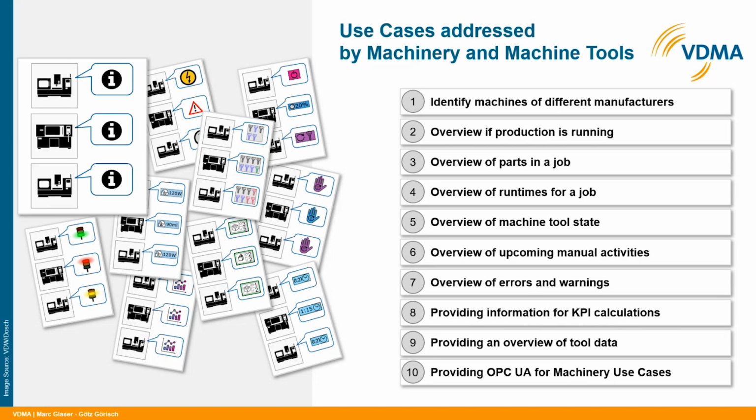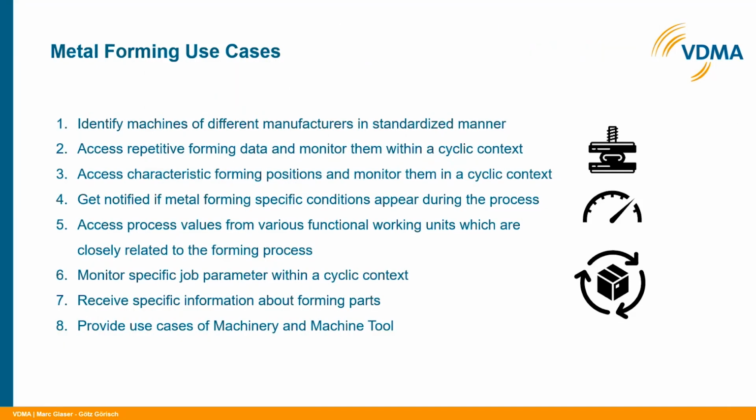But then to come to the next point, as you heard from Mark, there are specific use cases for metal forming. So for sure, identifying the different manufacturers was a use case which is needed for a shop floor of different machines, but we inherited this from the machine tool specification. But access to repetitive and cyclic forming data and also monitoring what is happening in the tool, basically these use cases 2, 3, and 4 were crucial for the metal forming industry.